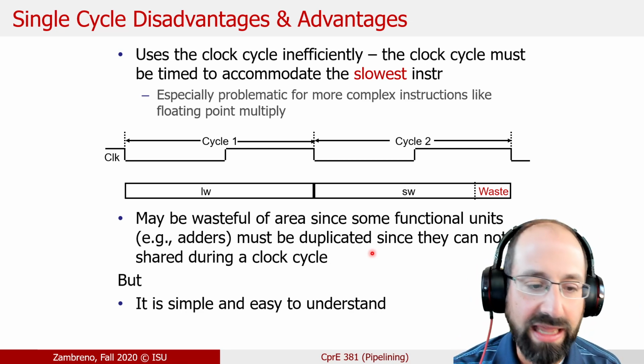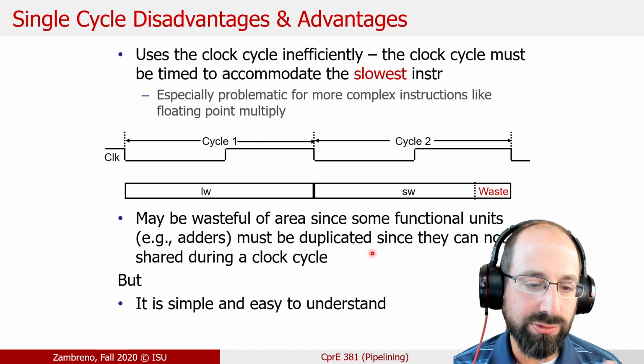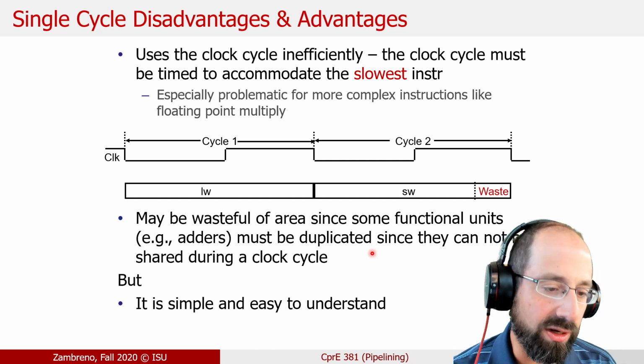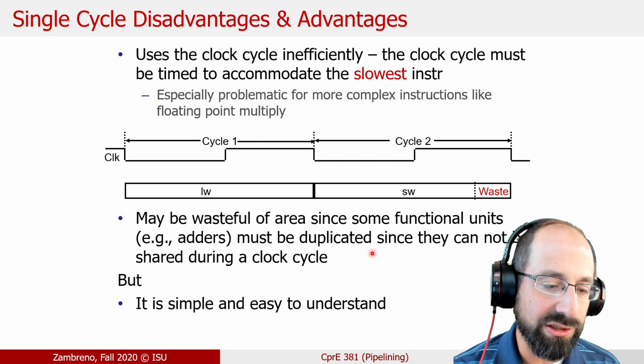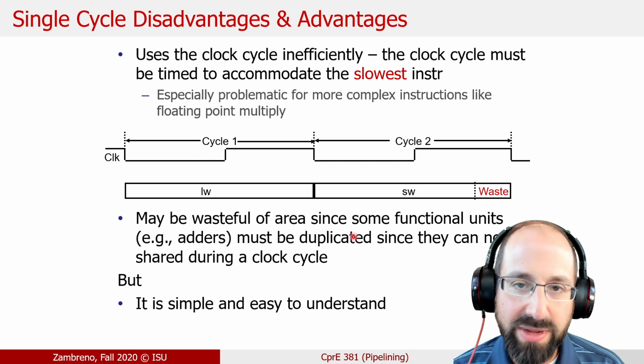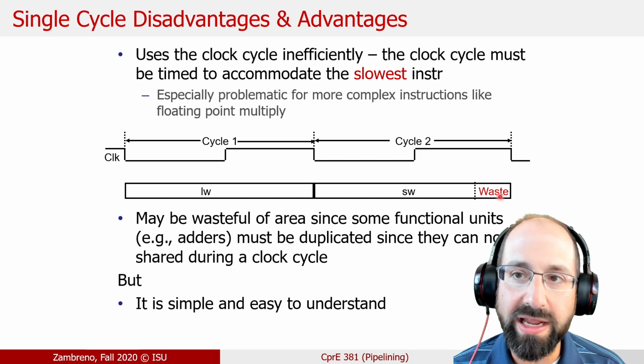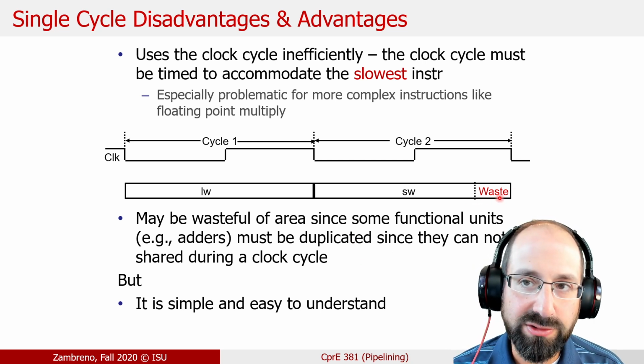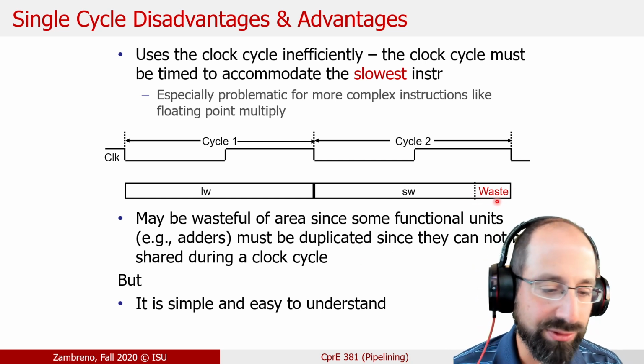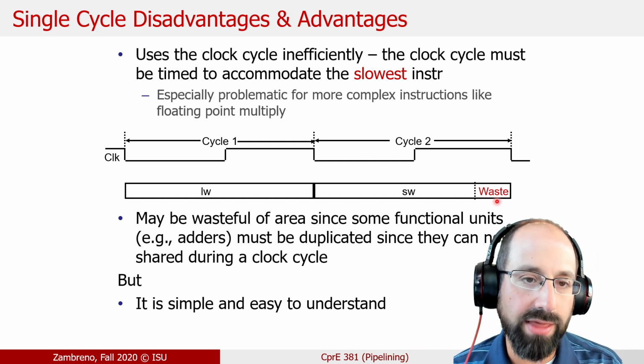The upside's still the case. It's relatively simple, it's straightforward, it's a very good baseline for us to compare other implementations to. But the primary downside, beyond just this potential duplication of functional units, is this waste. And not just this waste for one instruction, it's waste for every instruction that's not the critical path instruction that we have there.